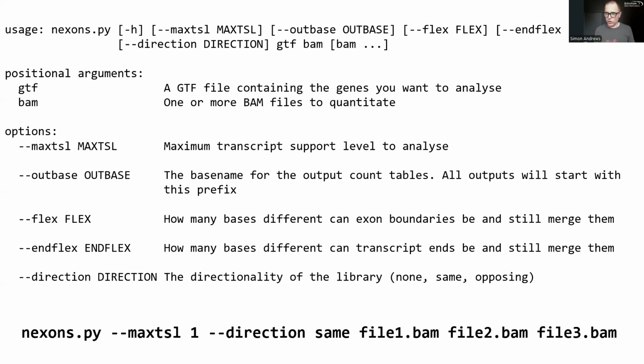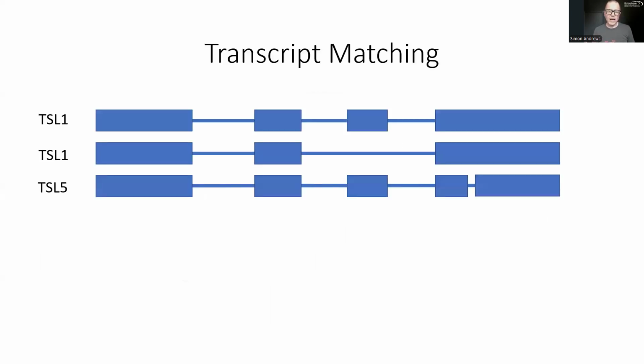Let's look at what the program is going to do internally. So here I again have a schematic for a single gene that's being quantitated, and now we have 3 different isoforms for that gene that appear in the GTF file and the gene build. This time I've included not only the structure of the transcripts, but I've included the annotated transcript support level.